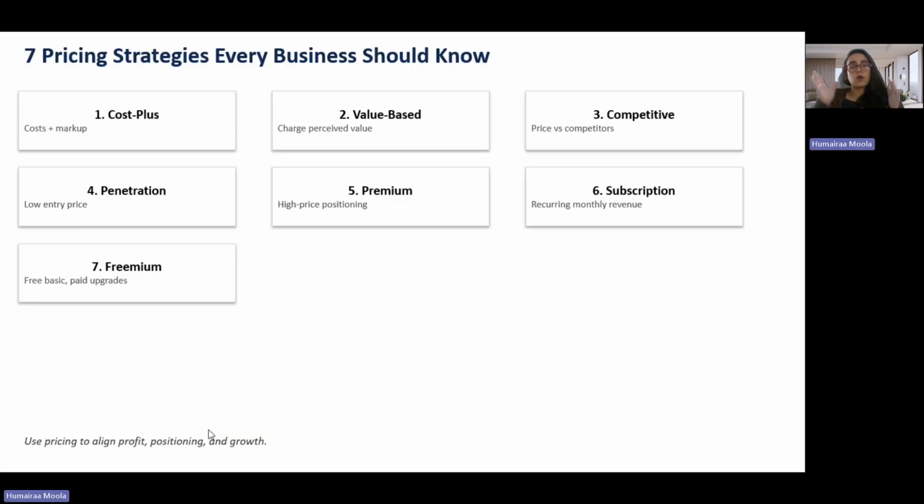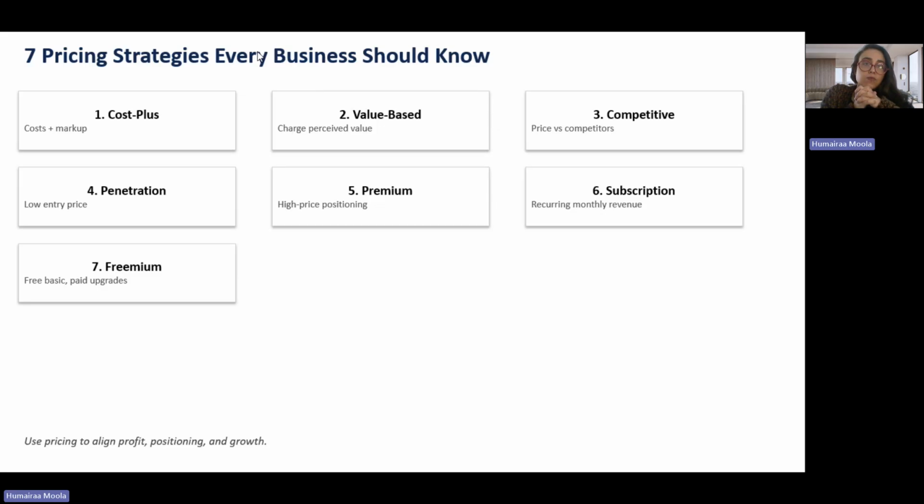So we went through cost plus pricing, right? Which is your cost and your markup. We went through value-based pricing, which works on the perceived value that customers see. We spoke about competitive pricing, which is your price versus your competitors. What is the market charging? We spoke of penetration pricing, where you enter with a low price and then you increase your pricing. We spoke of premium pricing, which is your high price positioning, the quality that you offer, and the experience. And we spoke of subscription pricing.